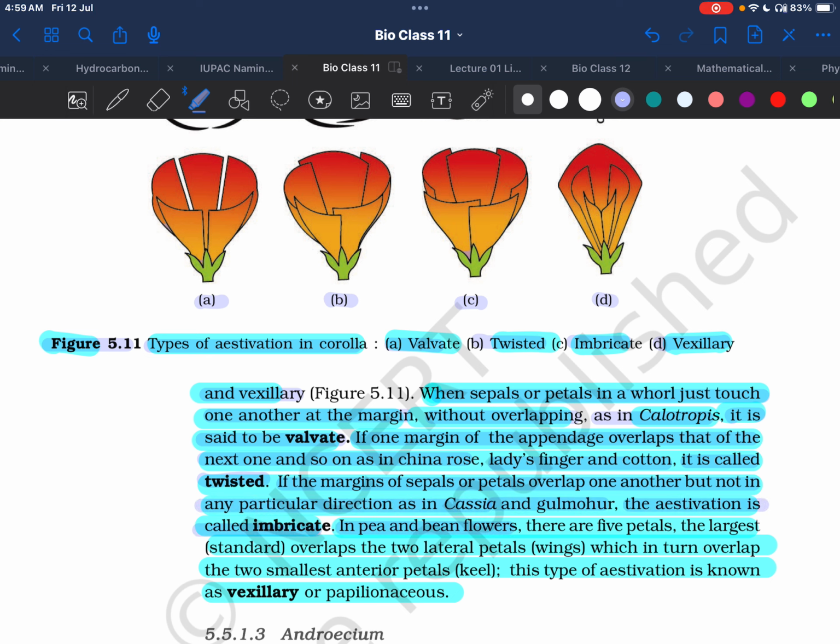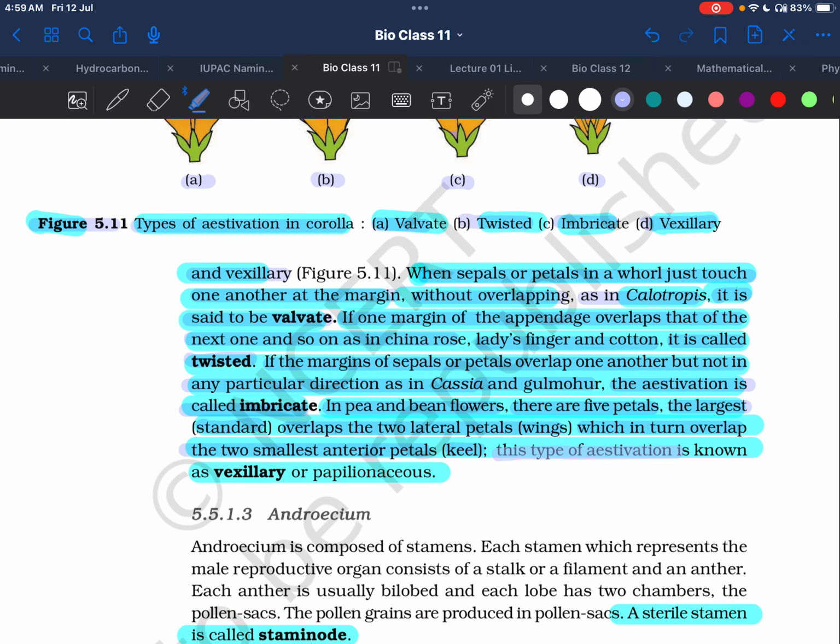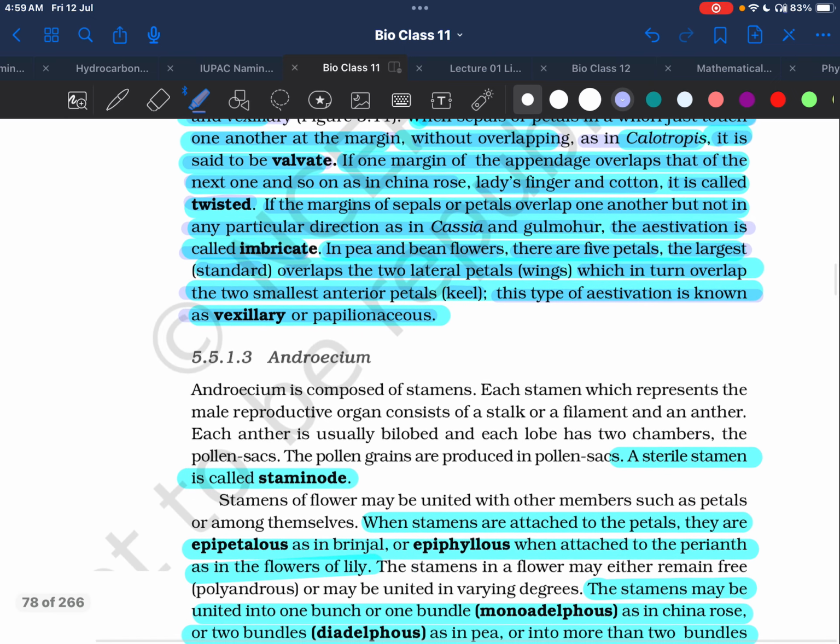In pea and bean flowers there are five petals. The largest (standard) overlaps the two lateral petals (wings), which in turn overlap the two smallest anterior petals (keel). This type of aestivation is known as vexillary or papilionaceous.